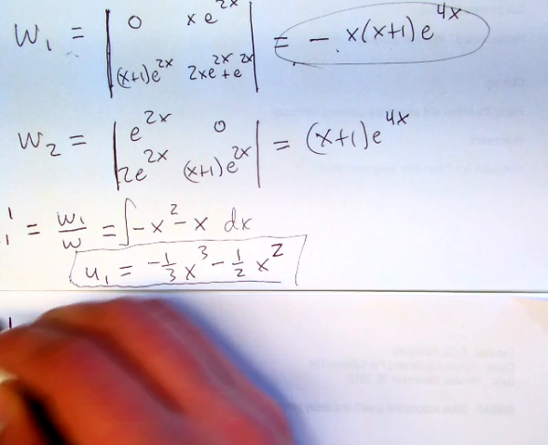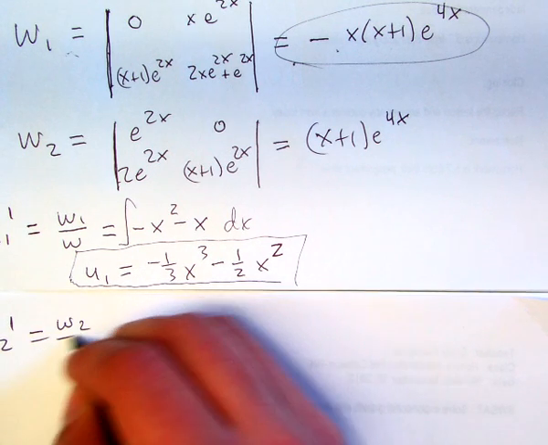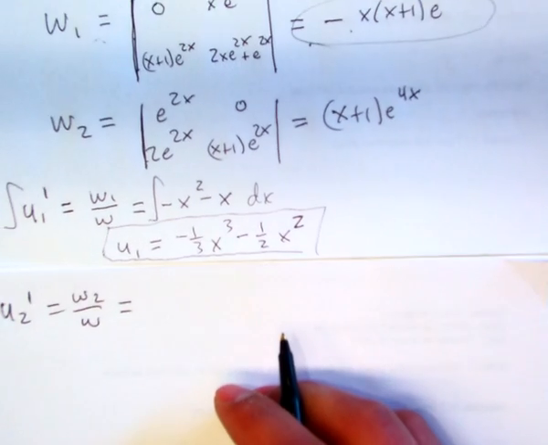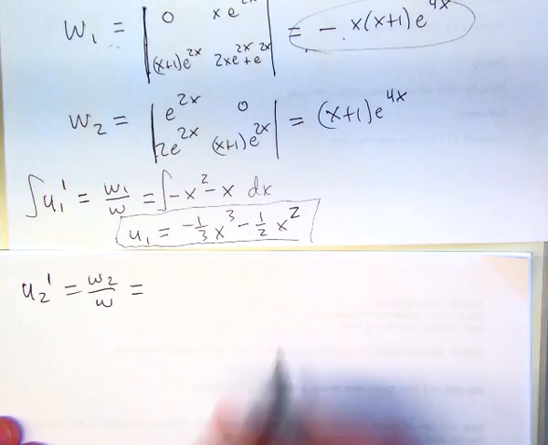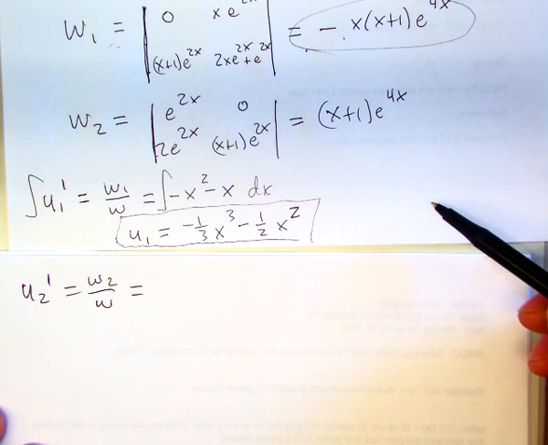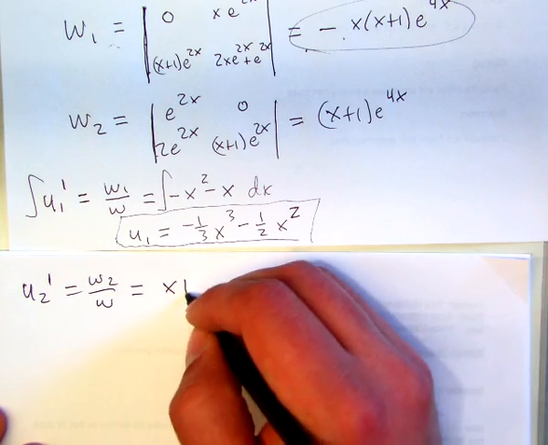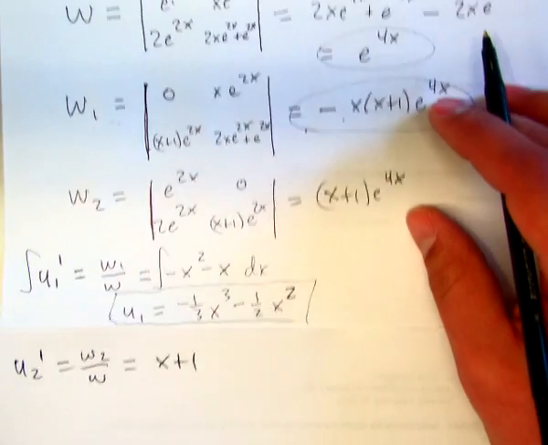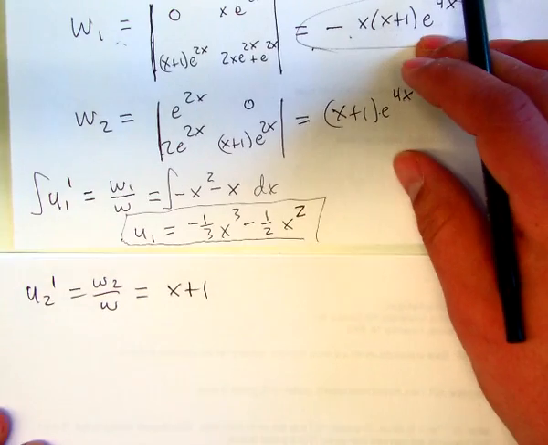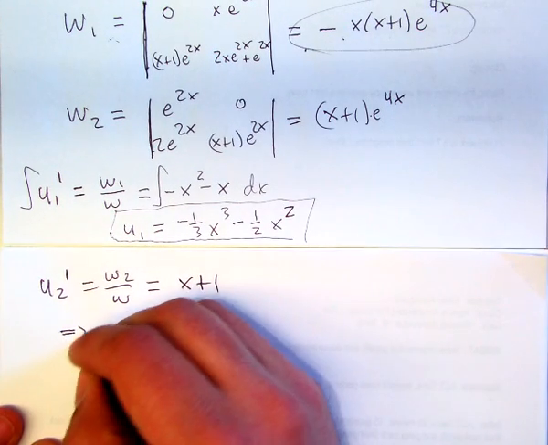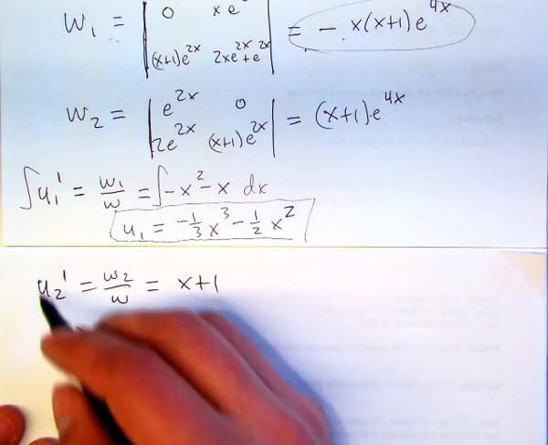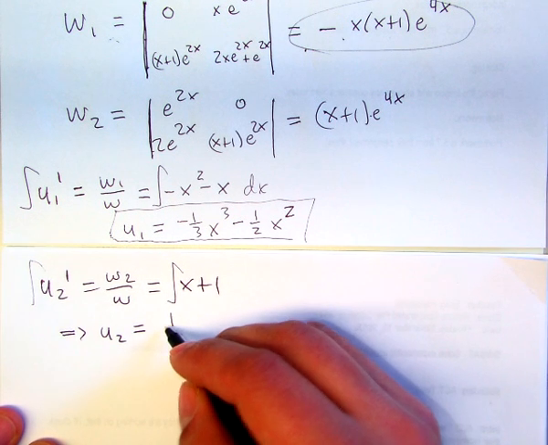U2 prime is W2 over W. What's that going to be? Oh, I'm too zoomed in here. Hold on. Okay, so what's U2 prime going to be? X plus 1. E to the 4x drops out again. We take W2 divided by W. E to the 4x cancels out. You get x plus 1. You integrate. So U2 is going to be what? Good.